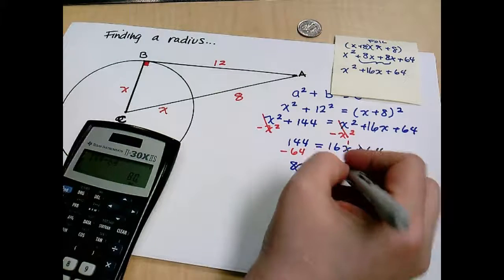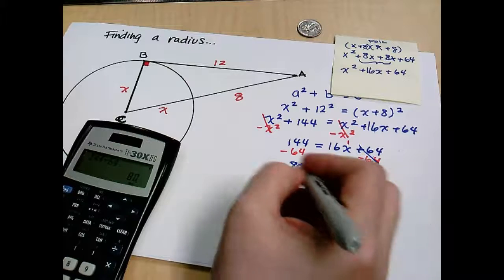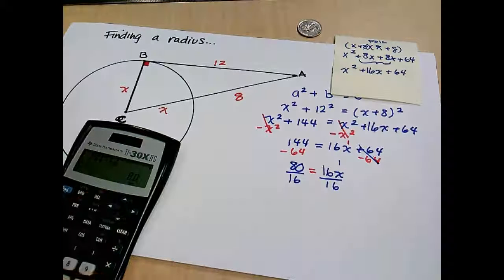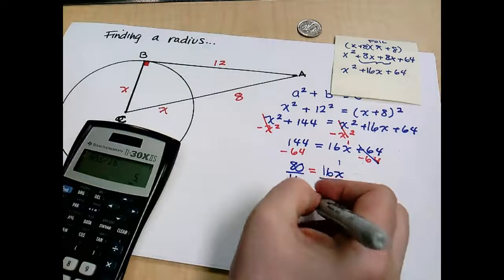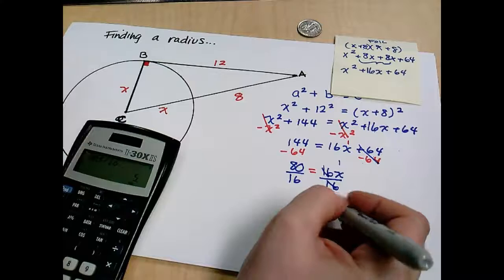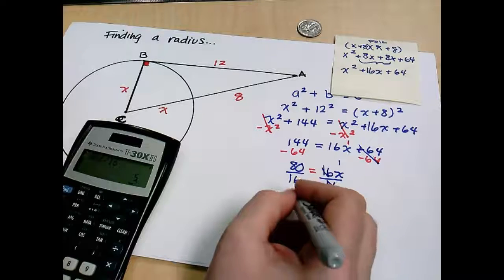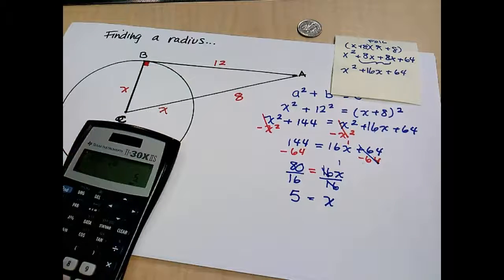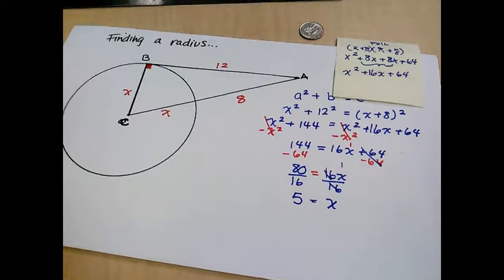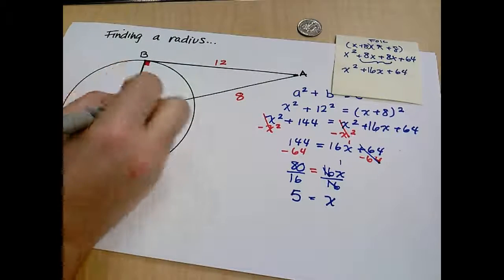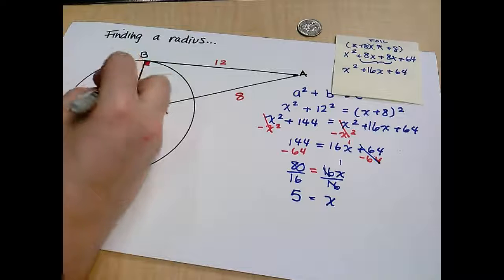And then to solve for x again, I need to use my opposites or inverse relations. So I'm going to divide both sides. My 16's cancel out, and 80 divided by 16 is 5. So going back to the problem now, we see that the radius of this circle is 5.